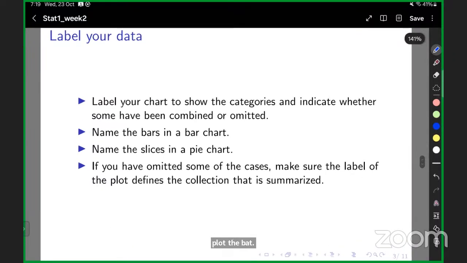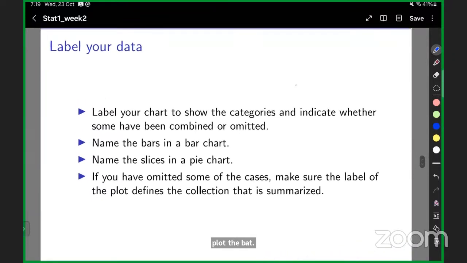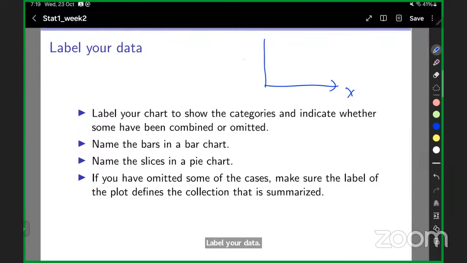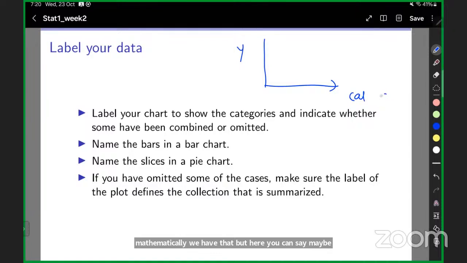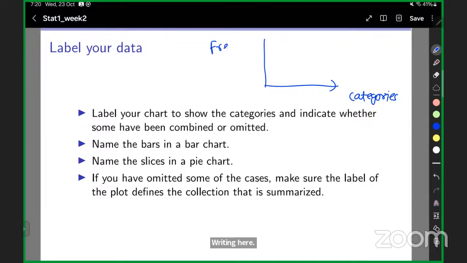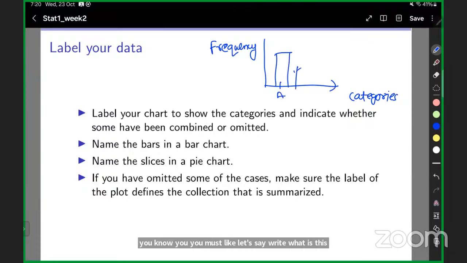Label your data. Labeling is definitely important. We have the x and y axis. Mathematically we have that, but here you can say categories on the x axis, and on the y axis I generally write frequency. I'm plotting a bar chart. Then you must write what each category is. Let's say A, B, and C. All this labeling is very important.